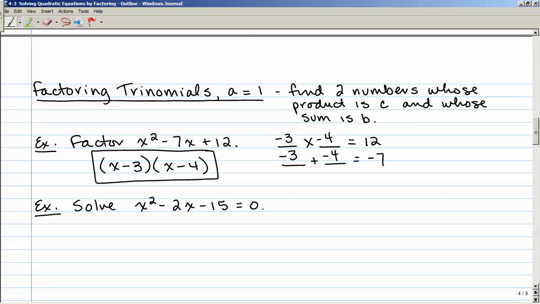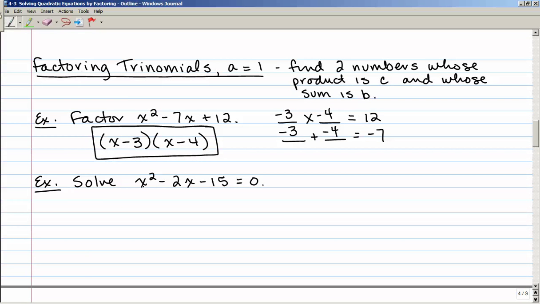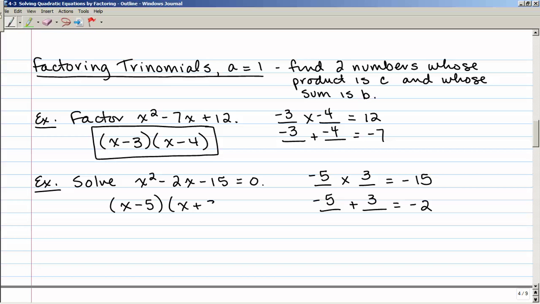Here's an equation to solve that uses that method. I need to solve x squared minus 2x minus 15 equals 0. So my first step is going to be to factor. I need two numbers that multiply to negative 15. Same two numbers have to add up to negative 2. I'm thinking of 5 and 3. It doesn't matter which one you put first, but I do have to have one of those negative in order to get a negative 15. But in order to get a negative 2, my 5 is going to have to be negative. So I will put negative 5 and positive 3 into parentheses.